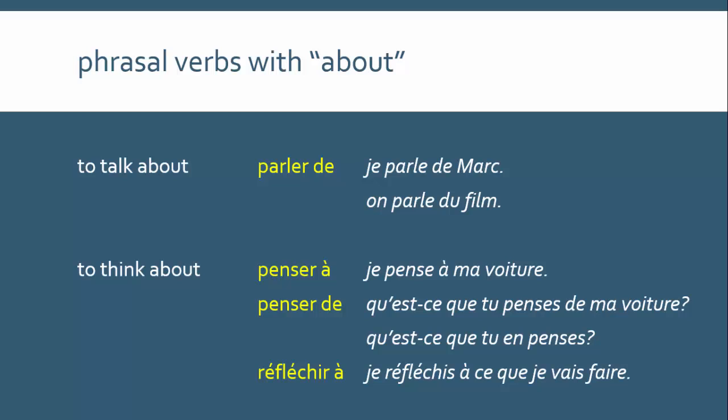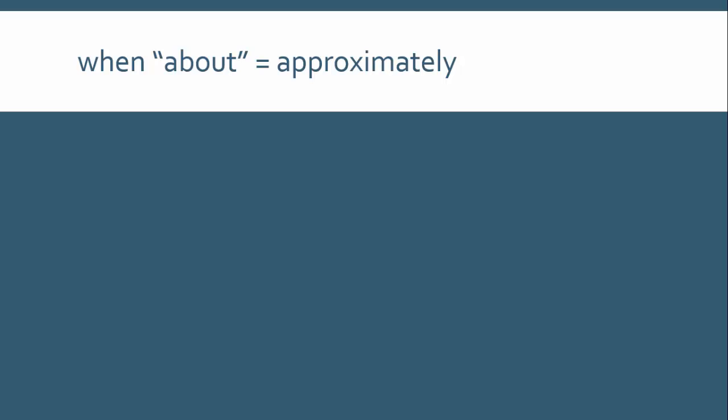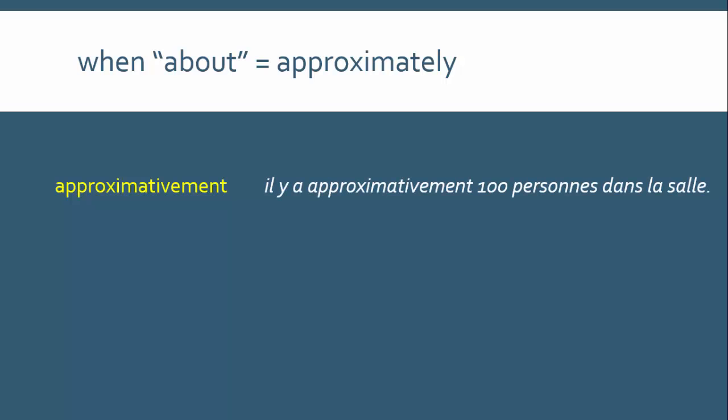Okay, so to talk about something is parler de quelque chose. To think about something, penser à quelque chose, or depending on the context, penser de quelque chose and réfléchir à quelque chose. But then of course that's not the only use of the word about. In English it can also mean approximately, and for this we have a few options. You could go over a simple approximativement. So for example, il y a approximativement 100 personnes dans la salle. There are approximately 100 people in the room.